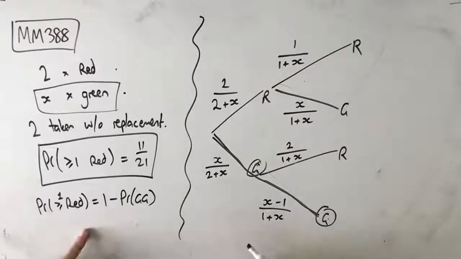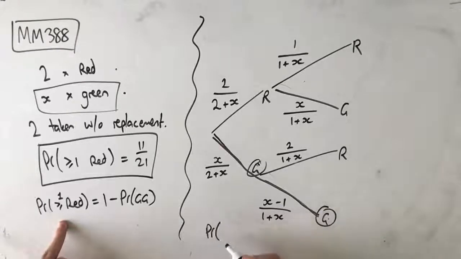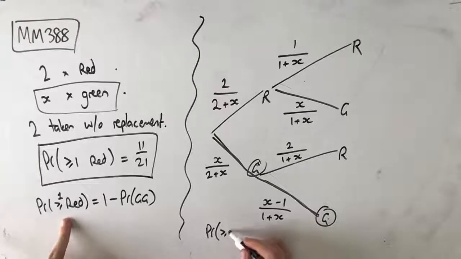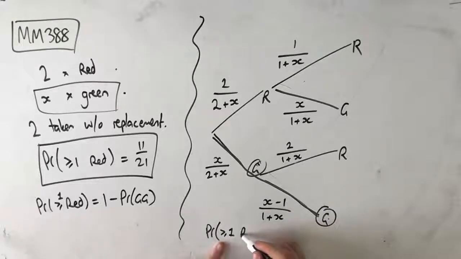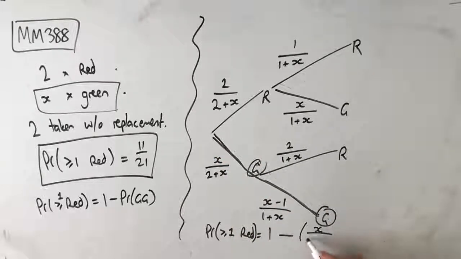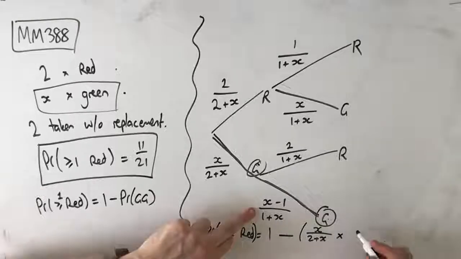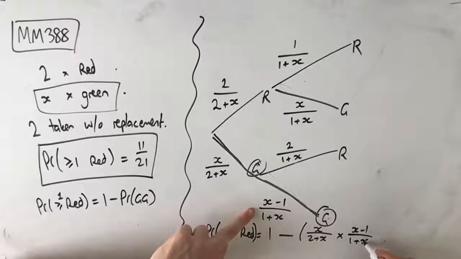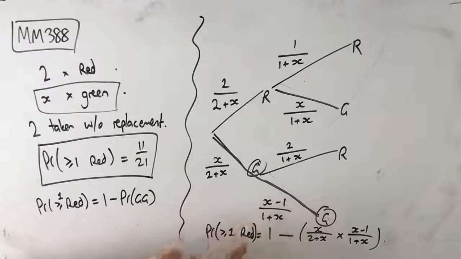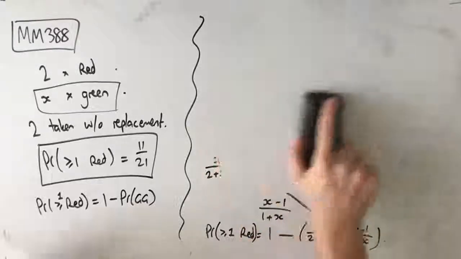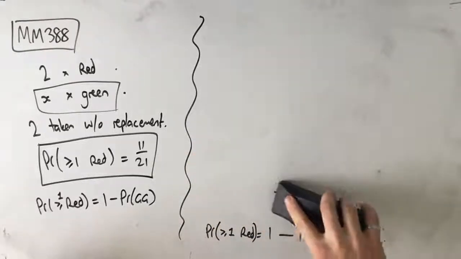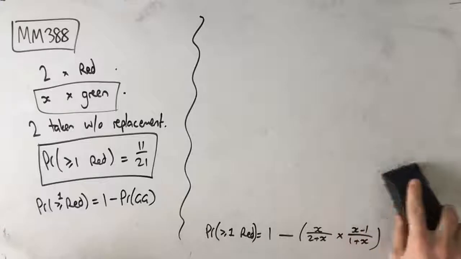So we're going to say that the probability of at least 1 red is equal to 1 minus this path here, green, which is x over 2 plus x multiplied by x minus 1 over 1 plus x. Awesome. This is the formula that's going to help us solve this. So I'm just going to rub this out. Sorry, I should have said that first. Just rewind and pause it if you need to have a check out of that tree diagram.